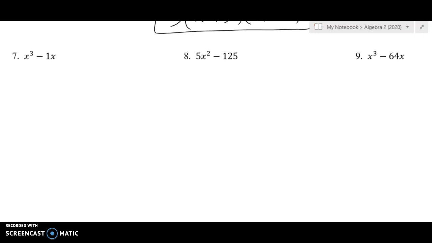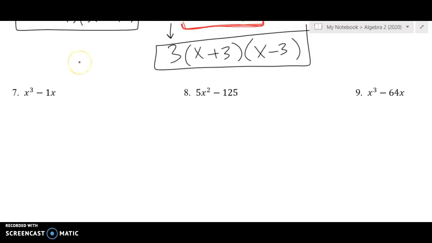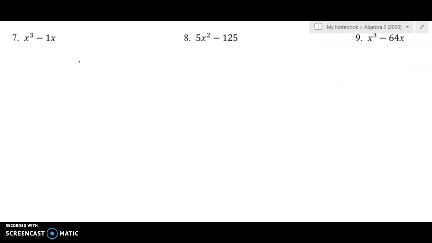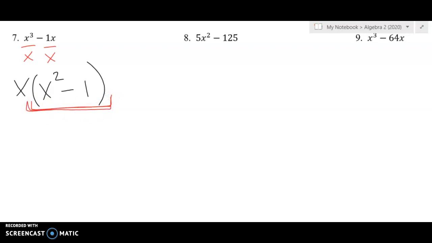Okay, except for all the problems we've done so far needs to be an x squared. So we need to get this cubed out of here. So I'm going to take out a GCF of x. So I'm pulling out an x, which is going to leave me with x squared minus 1. And then just like the other ones, I'm going to see if I can factor this down any further. 1 is a perfect square, so that's good. It has a minus sign. This is all looking good.